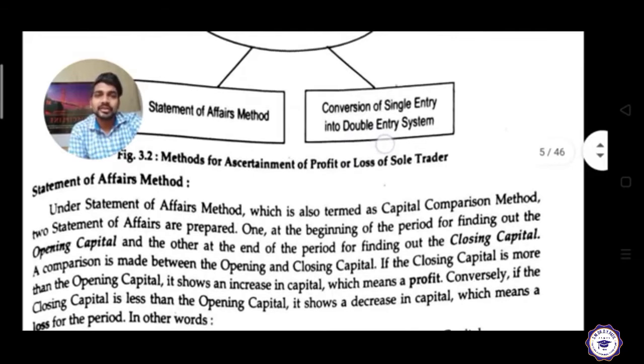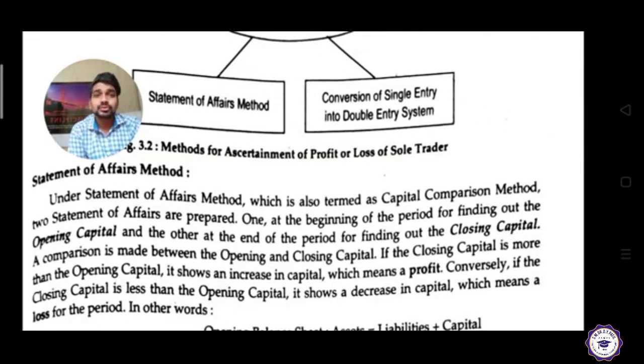Under statement of affairs method, which is also termed as capital comparison method, two statements of affairs are prepared, one at the beginning of the period for finding out the opening capital and other at the end of the period for finding out the closing capital.